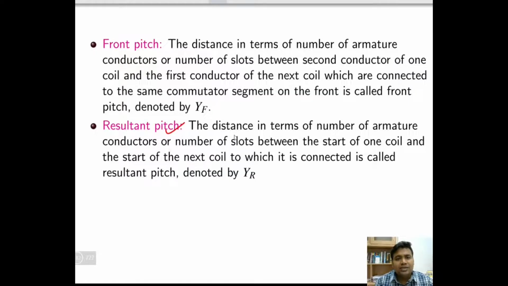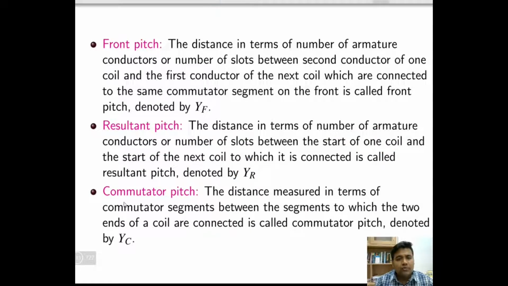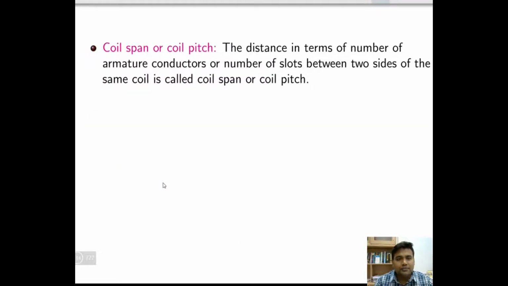Resultant pitch is basically the distance, in terms of the number of armature conductors or number of slots, between the start of one coil and the start of the next coil to which it is connected. Now the commutator pitch is the distance measured in terms of commutator segments between the segments to which the two ends of the coil are connected. These terms are very important in order to understand the armature winding connection: front pitch, resultant pitch and commutator pitch.